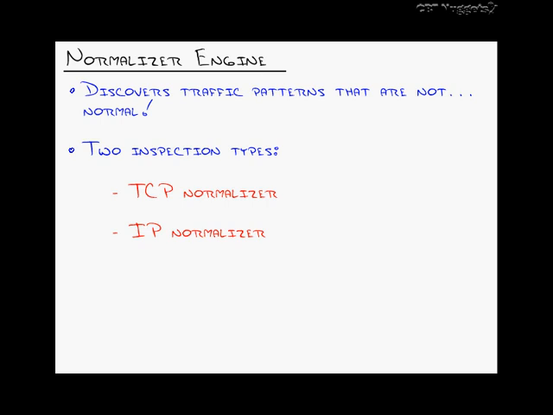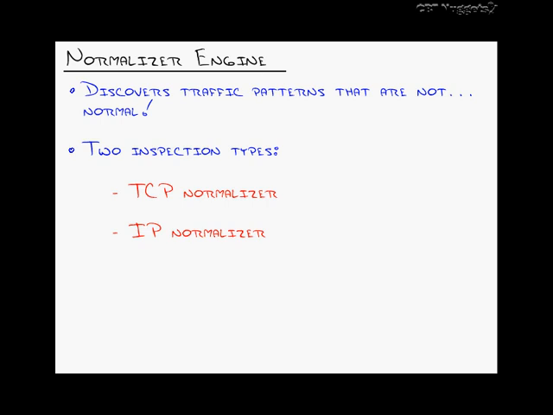But what the normalizer does is it reassembles those fragments. As they come into the sensor, it's going to take all the individual fragments, put them all together, look at the packet, make sure it's normal, then fragment it out and send it on its way. So it looks like nothing ever happened to the packet, but it was really reassembled along the way.